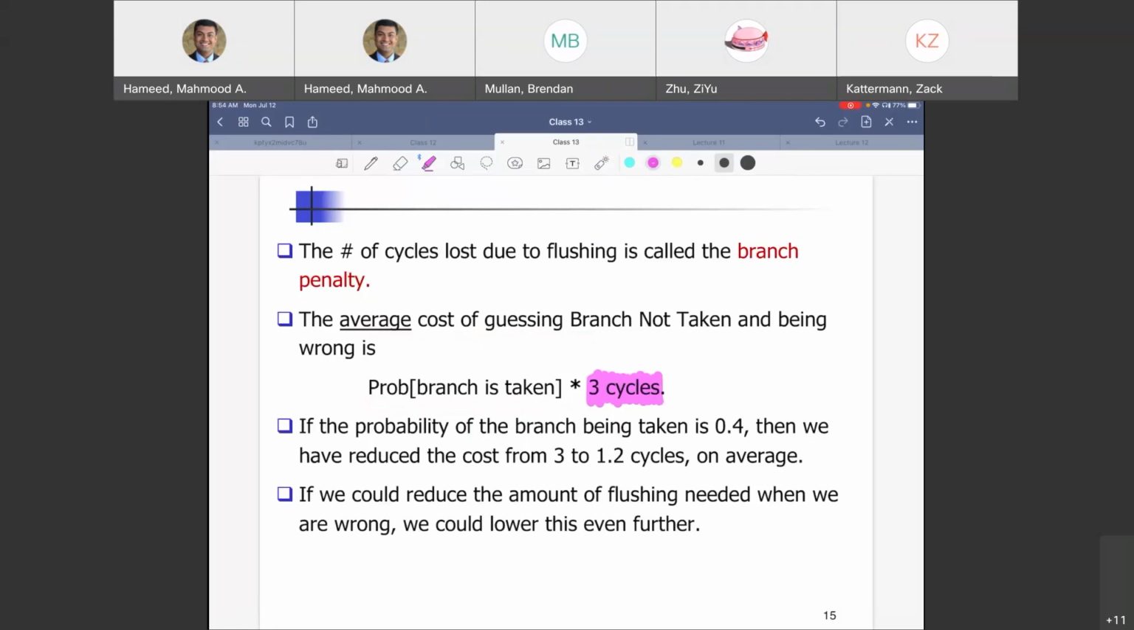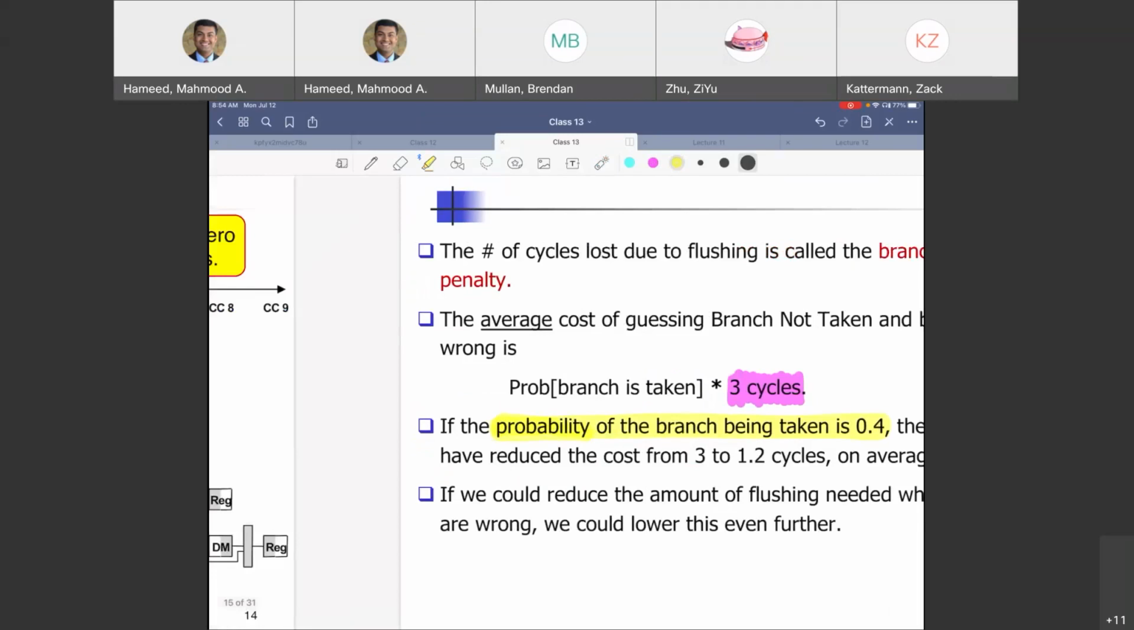So for example, if the probability of a branch being taken is 0.4, 40% of the time you're taking the branch, then you have a reduced cost from 3 cycles to 1.2 cycles on average. Because 60% of the time you're not taking the branch, so you'll be fine. There's no penalty over there. You guys are seeing how things are going so far? 3 cycles is the penalty. And if you associate probability with branch taken versus branch not taken, say we have a probability, this is just an example here. Probability of branch being taken, if it is 40%, then only 40% of the time we are actually going here.